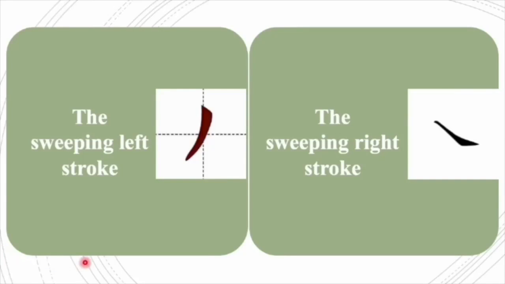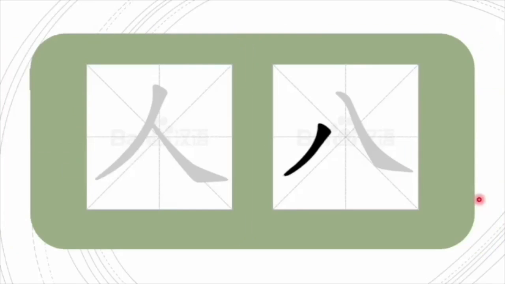The next two strokes are the sweeping left stroke and the sweeping right stroke. For example, the character 人, which means people, and the character 八, which means 8, are consisted of these two strokes.